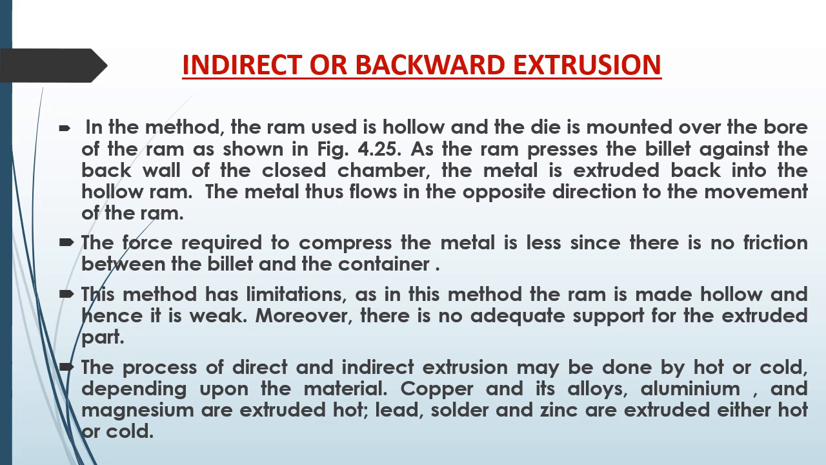The force required to compress the metal is less since there is no friction between the billet and container. When there is no friction between the billet and the container, there will be no wear and tear, so it is good for the extrusion process. The method has certain limitations: the ram is made hollow, hence it is weak. Moreover, there is no adequate support for the extruded parts. The process of direct and indirect extrusion may be done hot or cold depending upon the material. Copper, alloys, aluminium, and magnesium are extruded hot, while lead, solder, and zinc are extruded either hot or cold.